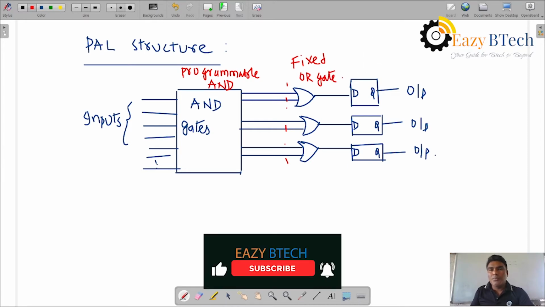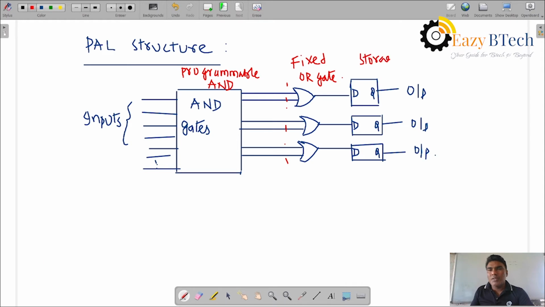Flip flops are the storage devices. So we have a programmable AND and a fixed OR externally, and we can use D flip flops, multiplexers and XOR gates. These are used at the input and output. So in the PAL structure, these are added to the input and output.